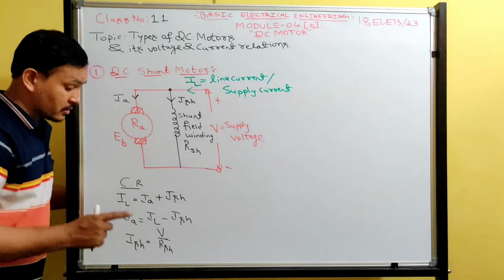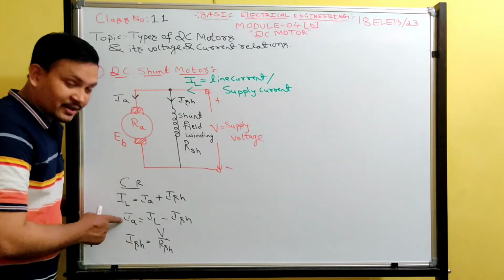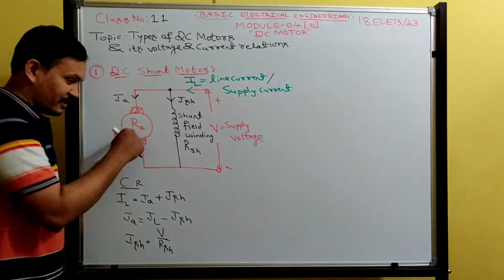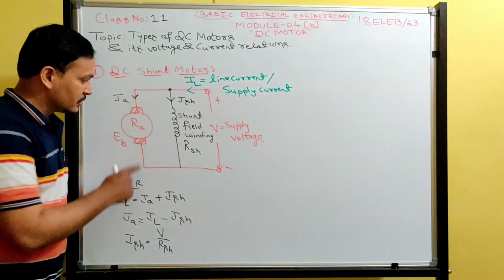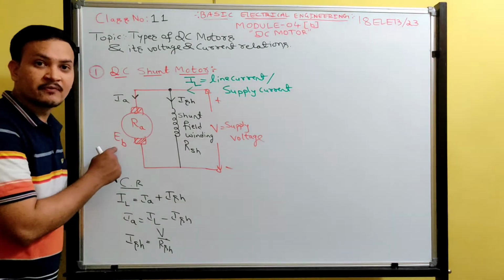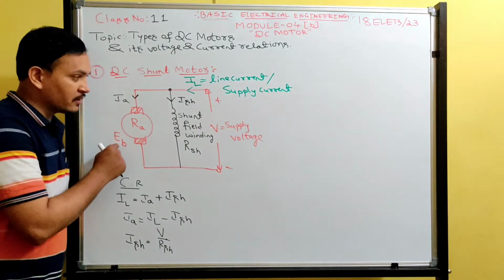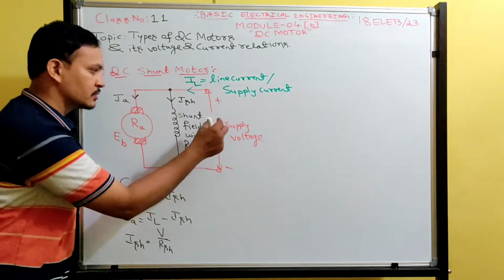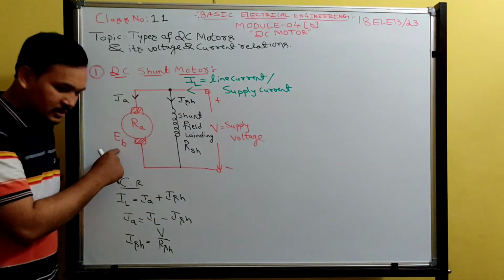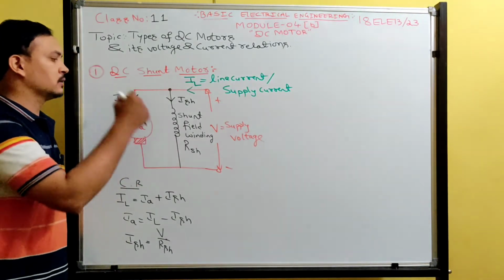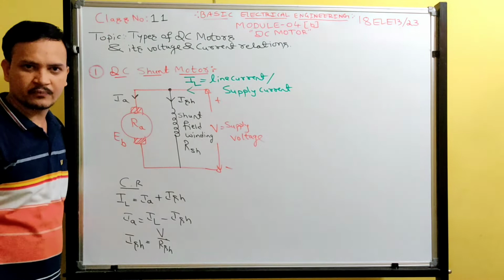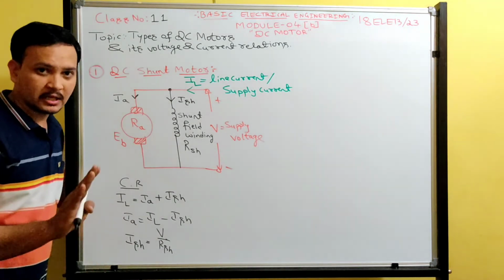V divided by RSH will give the shunt field current. But don't write this for IA. V divided by RA is not IA. Why? Inside the machine, back EMF is there, and this back EMF opposes the supply voltage. So this voltage minus this voltage, divided by RA, gives the value of IA. Don't make that mistake.